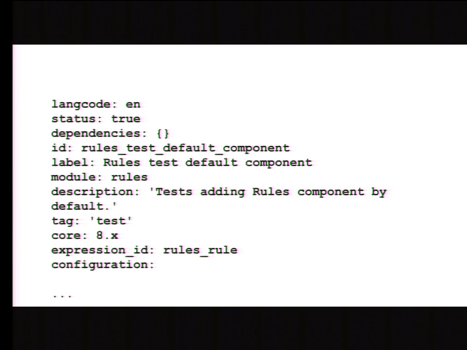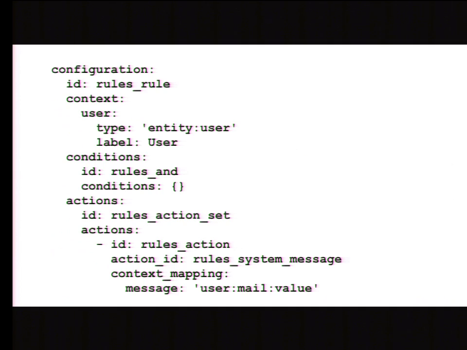And yeah, if you take a look through this, we also see that we have the actions in this configured rule and the condition as well, what context they have, and how the message, for example, for showing a message on the site, we are using just the mail of the user in this example, and the user comes from the context that is specified on the rule. So even the configuration that we export is very readable and easy to maintain.